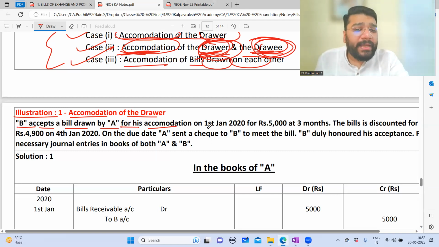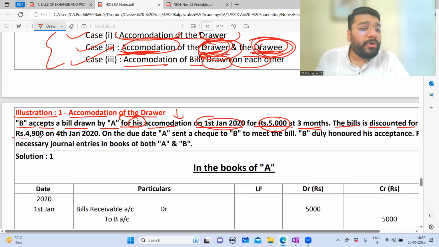For his accommodation on 1st Jan 2020 for 5,000 at 3 months. So this is for his accommodation. Accommodation means help. Who is being helped by whom? Who is helping? B is helping A. B accepts a bill drawn by A for his accommodation. His here means A. Bill value is 5,000 and the bill is accepted on 1st Jan and the credit period is for 3 months.